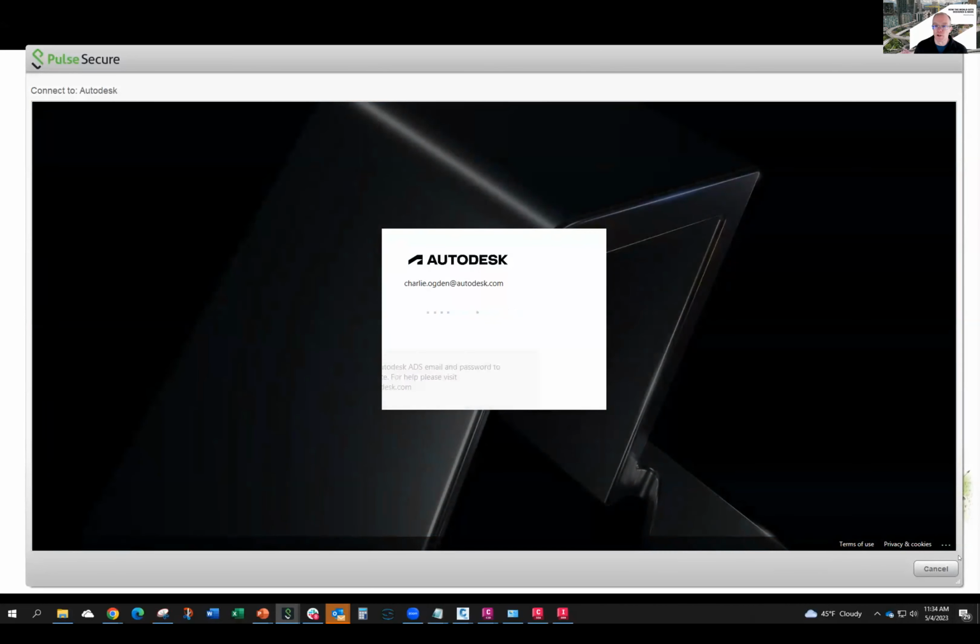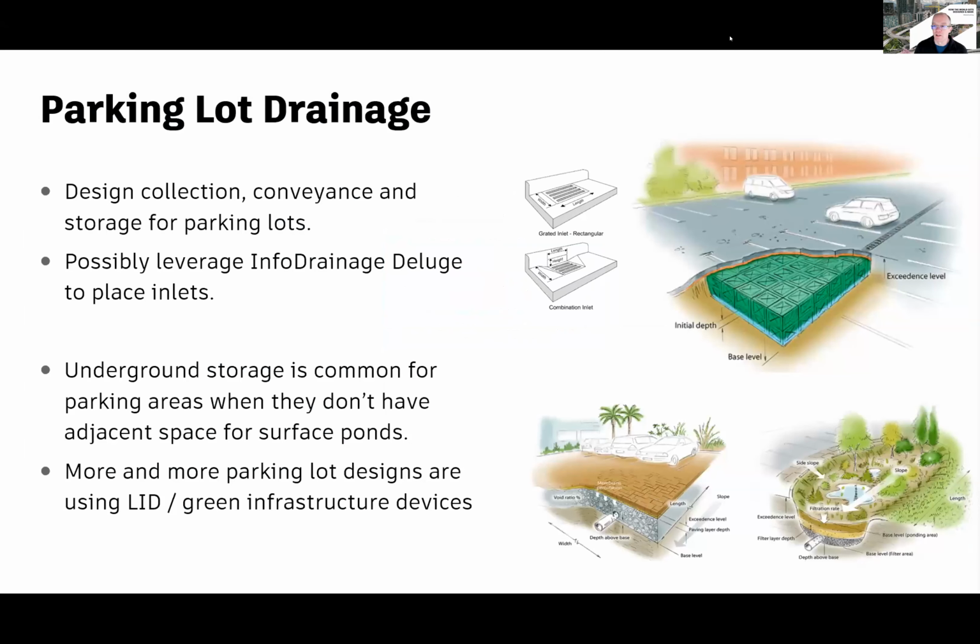Big issue with drainage design in Civil 3D is the inability to have a blind connection to sewer networks. Just a comment.